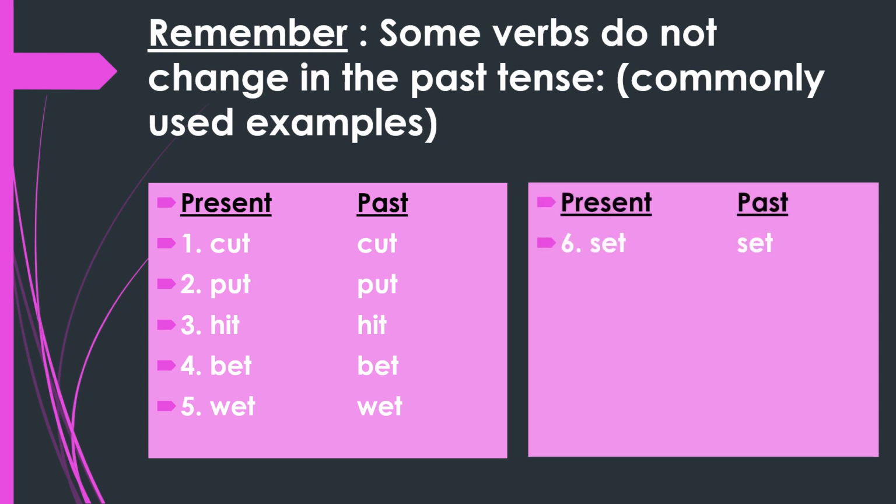The next one is set, it remains set in the simple past tense form. The seventh one is let, it remains the same in the past tense form. The next one is beat, beat remains beat in the past tense. The ninth one is quit, it remains quit in the past tense form also. The 10th one is slit, it remains slit in the past tense form.